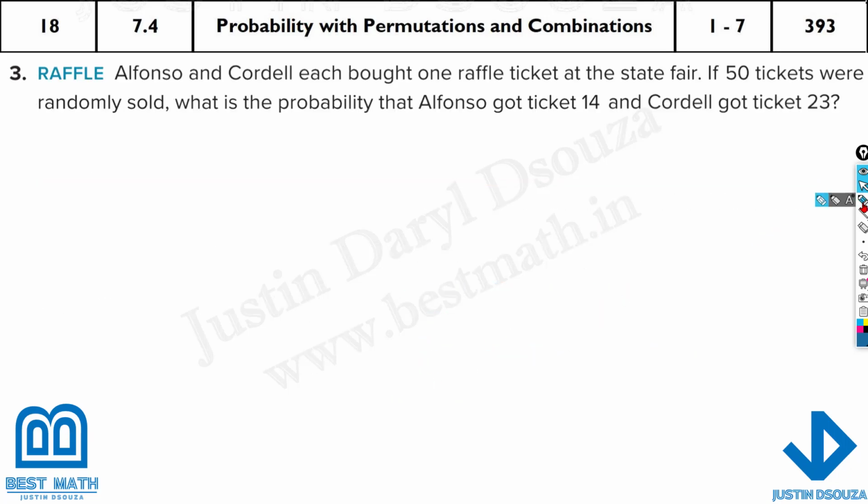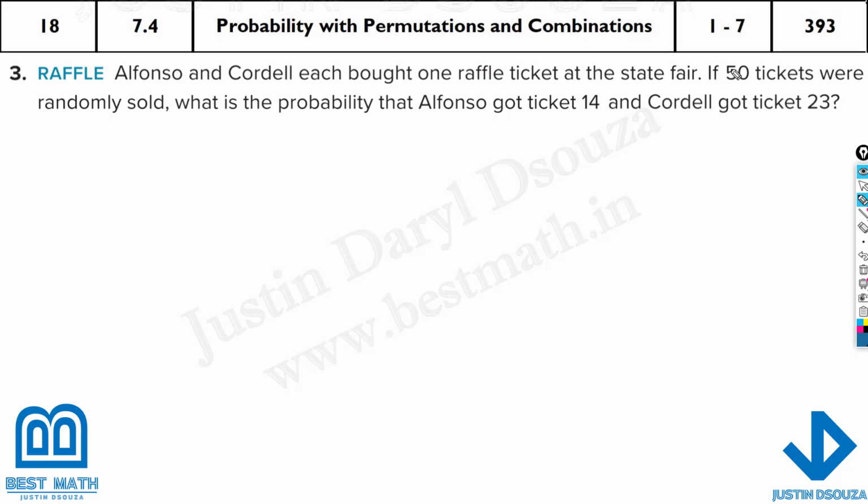That's the answer. Let's look at this one. Alfonso and Cordell each bought 1 raffle ticket at the state fair. If 50 tickets were randomly sold, what is the probability that Alfonso got ticket 14 and Cordell got ticket 23?